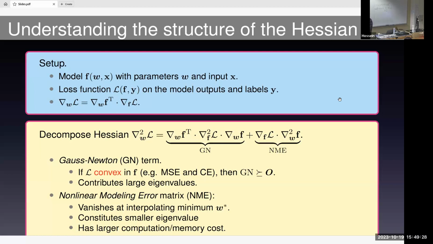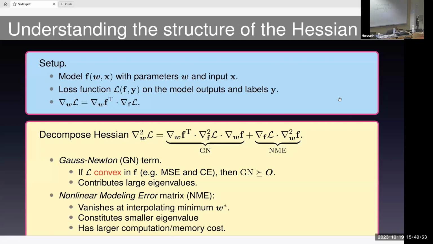And then there are reasons for this, which I'll explain in this slide. This part is something that, to the best of my knowledge, doesn't have a name. So we just call it Nonlinear Modeling Error, or for short, NME. Okay. All right. So why has NME traditionally been neglected?